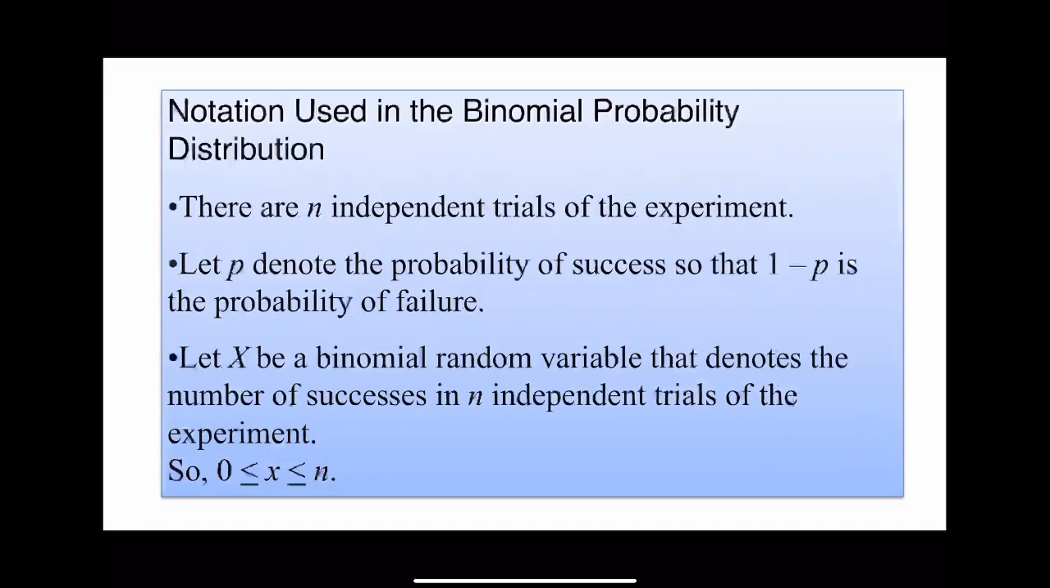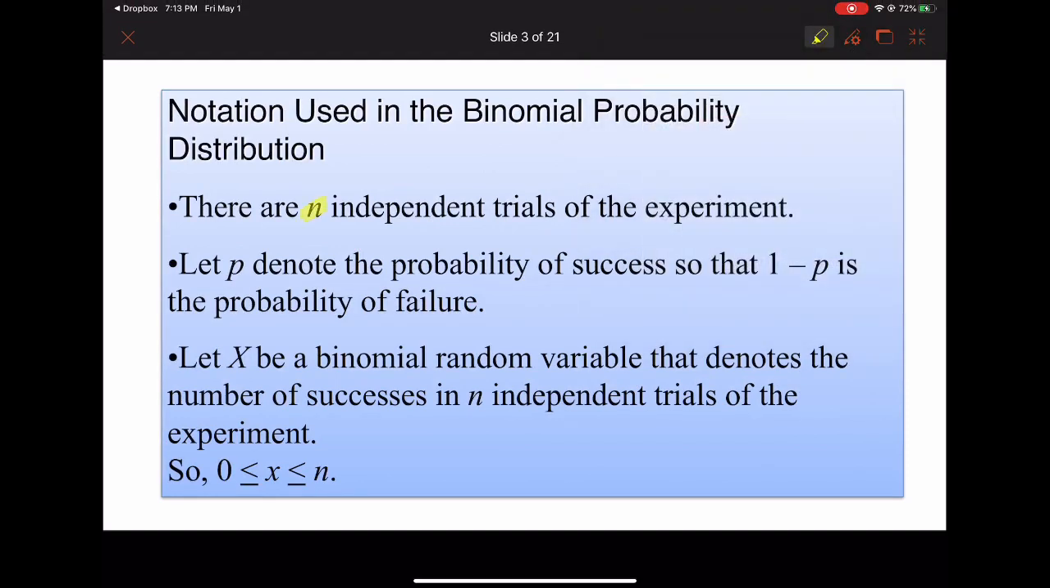So let's test you on this a little bit. Just a second, I forgot this slide was there. Here's the notation that we're using for a binomial distribution. There are n independent trials, so the number of trials in our experiment will be denoted by the letter n. p is going to denote the probability of success. 1 minus p is the probability of failure. So if I have a 55% chance of bowling a strike, then I have a 45% chance of not bowling a strike.